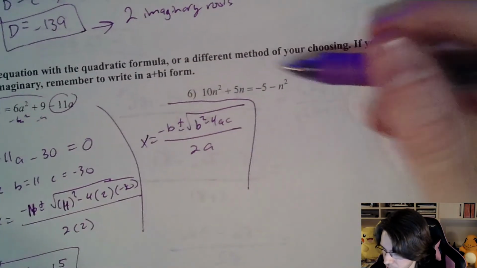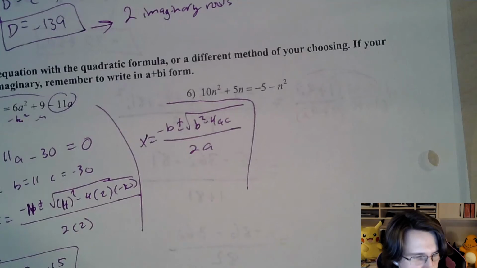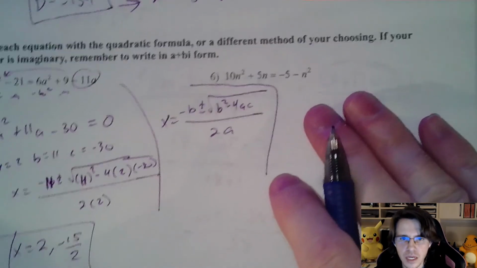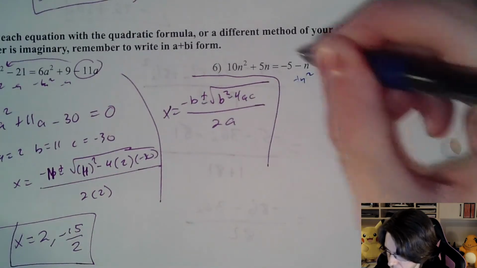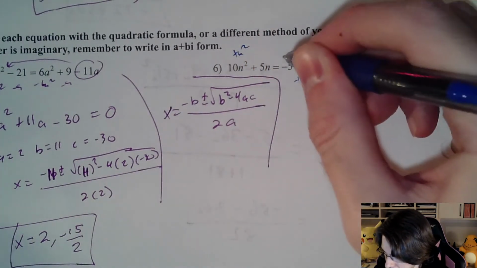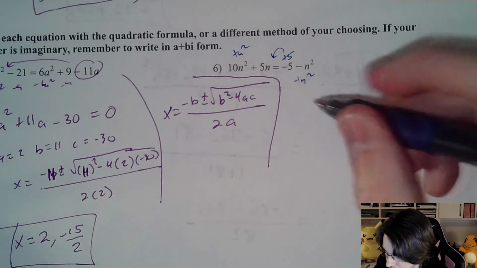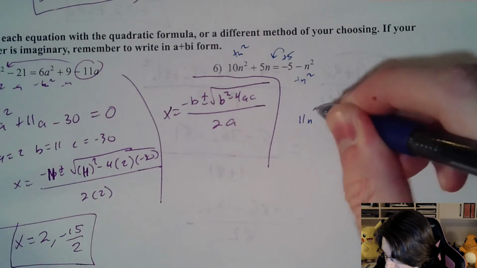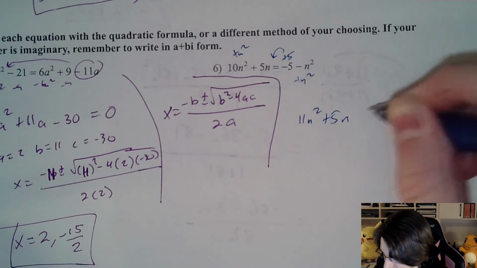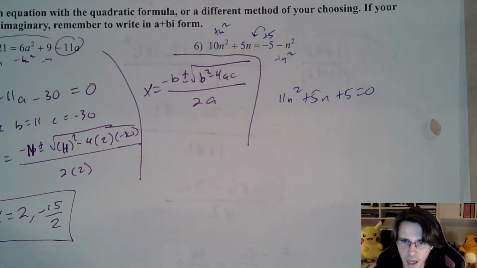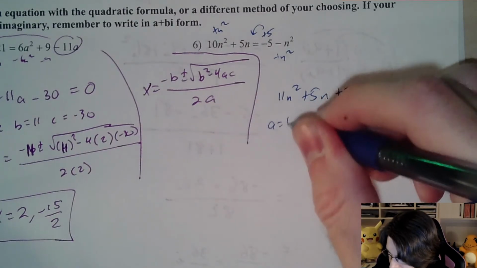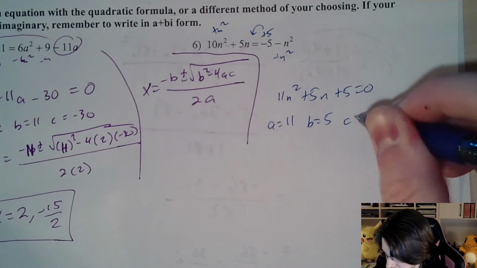For number 6, same idea. I'm just going to switch colors to make it clear that I'm working on this new problem. We're going to move everything to the left-hand side, so we're adding n squared there. We're going to add 5. So we're going to have 11n squared plus 5n plus 5 equal to 0. And again, a is equal to 11, b is equal to 5, c is equal to 5.